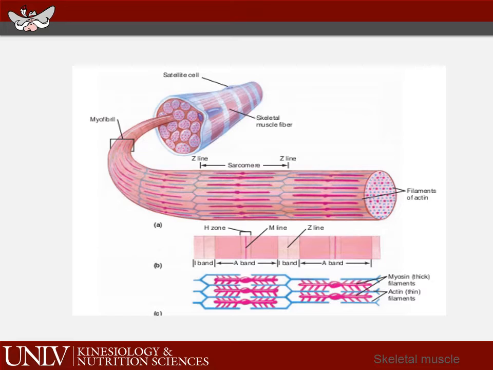So the areas that have the overlap, this is where a lot of the action goes, and you'll see the overlap either increases or decreases as we get to the contraction portion. Of course, it's going to increase when we get to the concentric contraction, and then they decrease when we get to the eccentric contraction, because they become further and further apart.